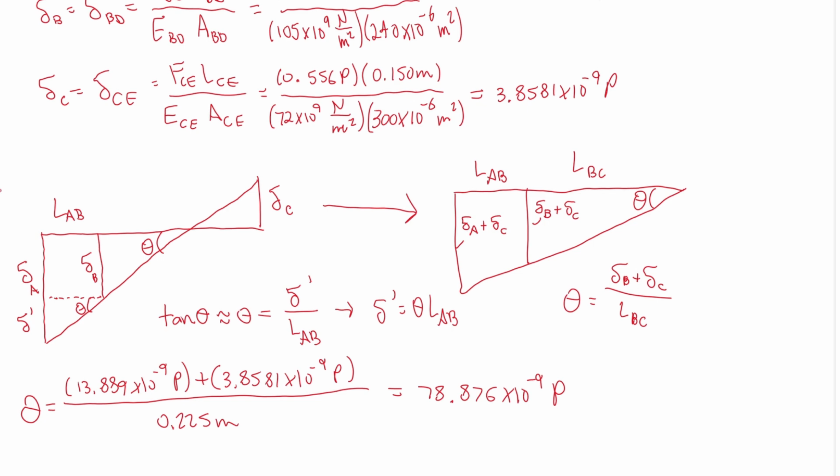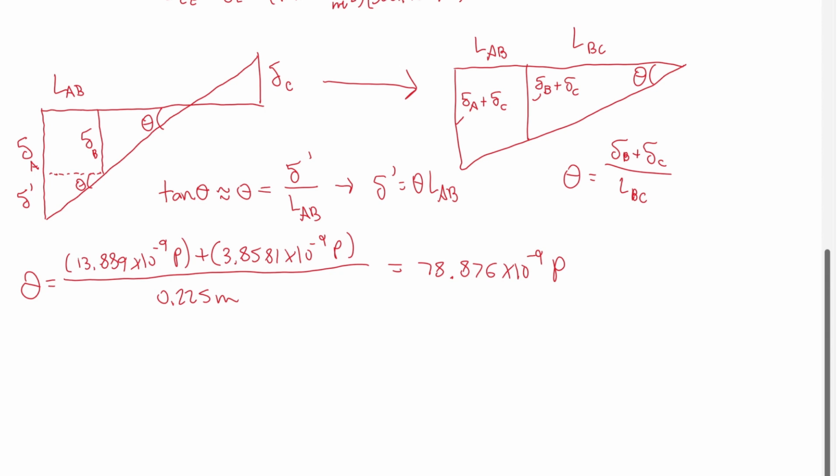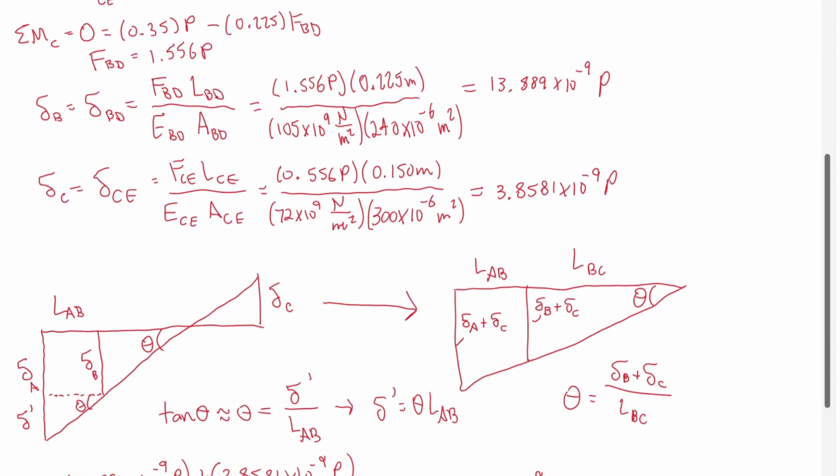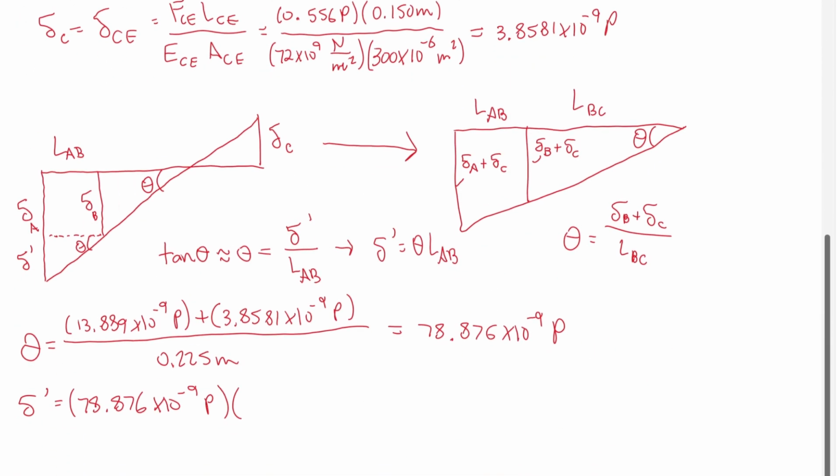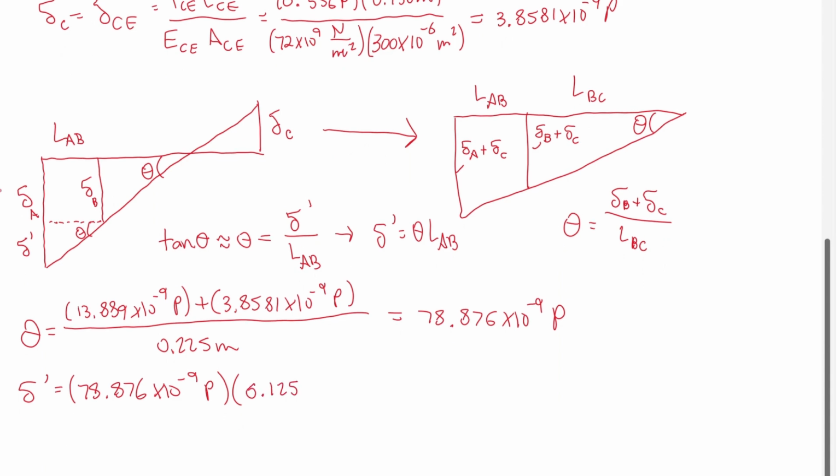And so now we can actually use our small angle approximation that we got here to find our delta prime value. And so in this case, our delta prime value is going to be our theta times LAB. So 78.876 times 10 to the negative 9th P. And then our LAB, let me go back up and see what that was. It was 0.125 meters. And so basically we get that our delta prime is equal to 9.8595 times 10 to the negative 9th times P.